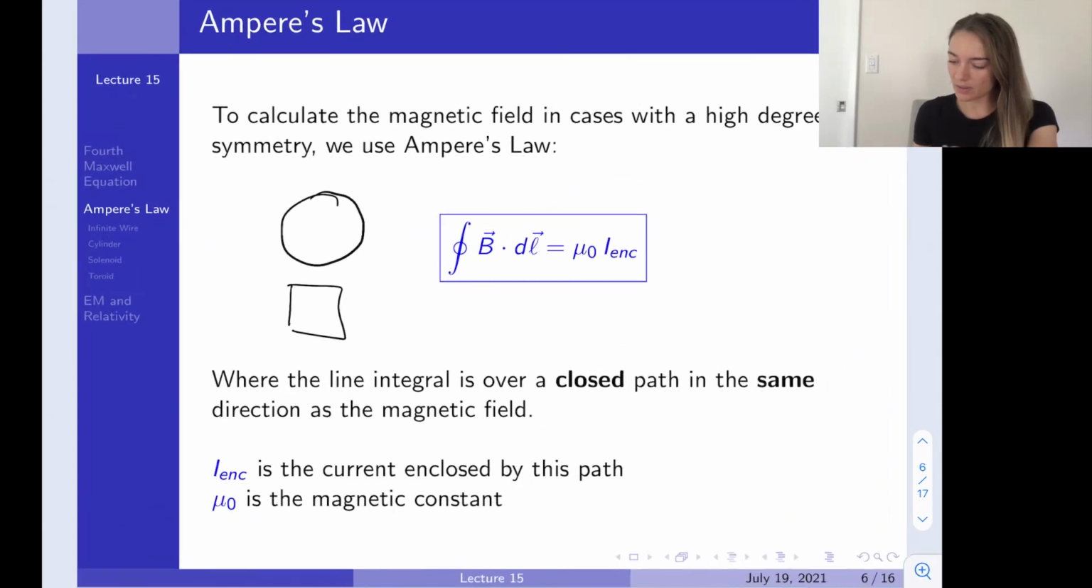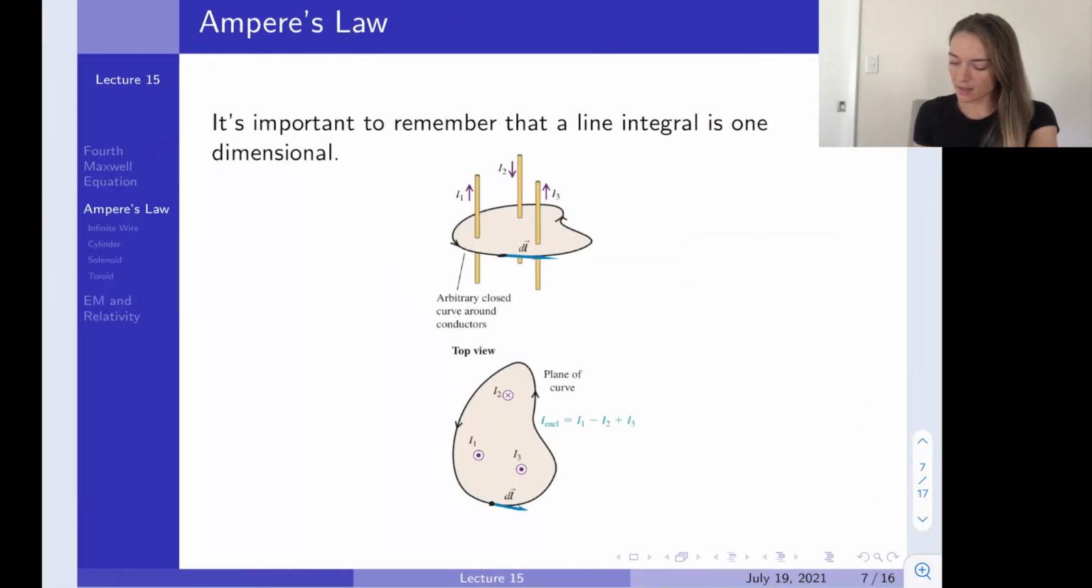Okay, so let's get a little bit of a conceptual understanding of how this works. It's important to remember that with Ampere's law, we're looking at a 1D integral. It's just a line integral, so we're only integrating in one dimension, as opposed to Gauss's law where we had that dA. So we were really doing an integral over two dimensions, over a surface. We were looking at enclosed volumes basically. Here, we're only looking at a 1D integral.